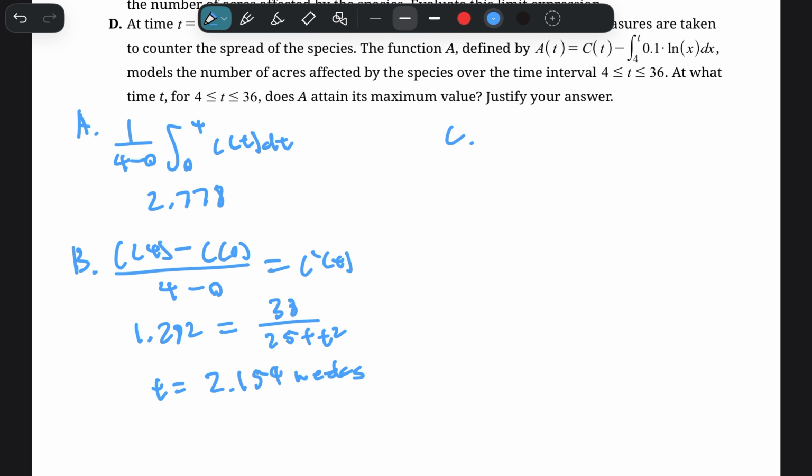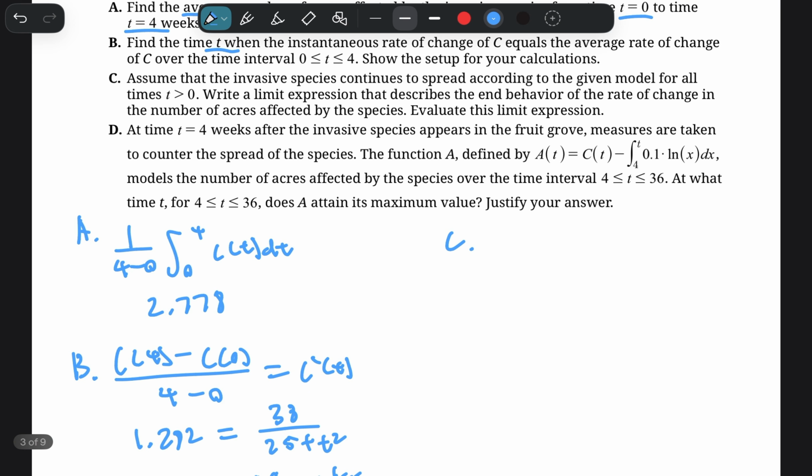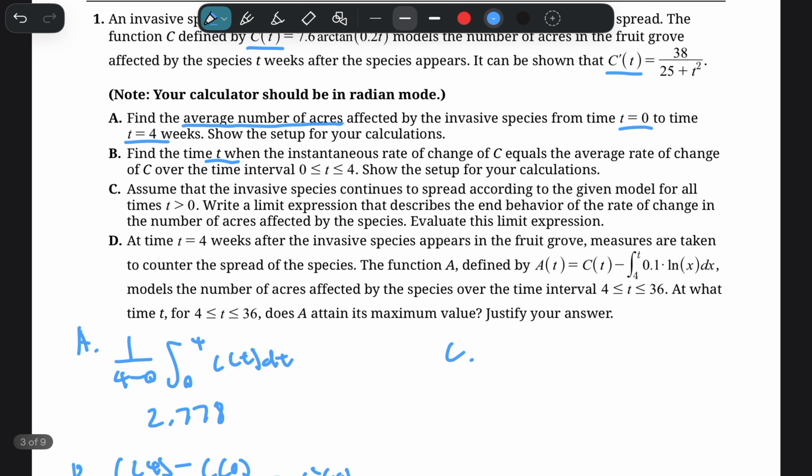And moving on to part C. Part C asks that we assume that the invasive species continues to spread according to the given model for all times greater than t equals 0. Write a limit expression that describes the end behavior of the rate of change in the number of acres affected by the species and evaluate this limit expression. So we're given that the rate of change of c, c prime of t, is equal to 38 divided by 25 plus t squared. So we have this function right here.